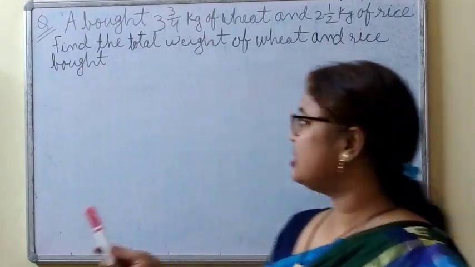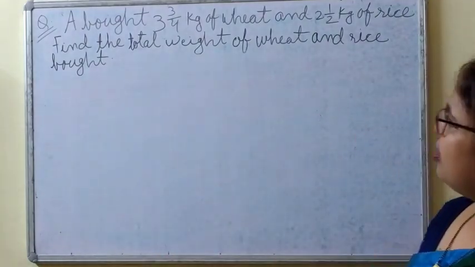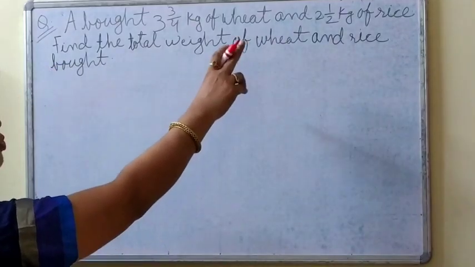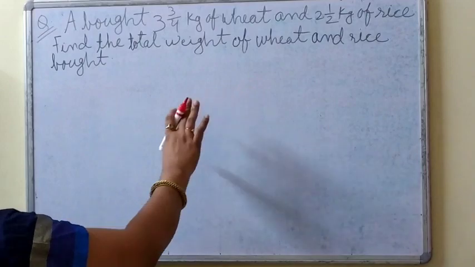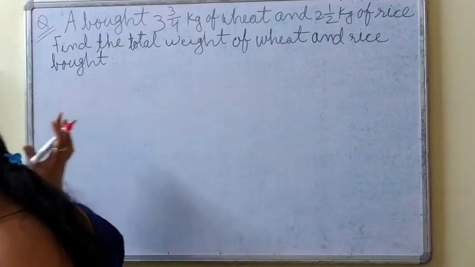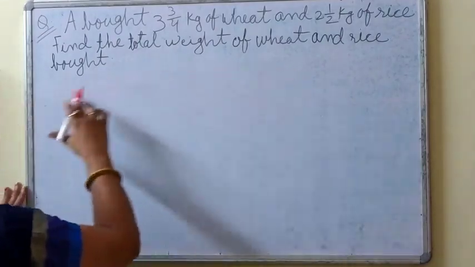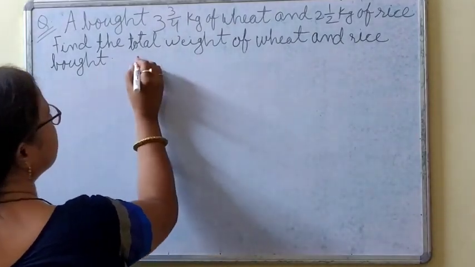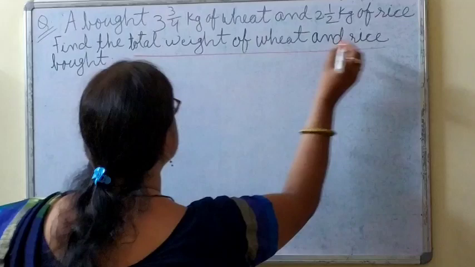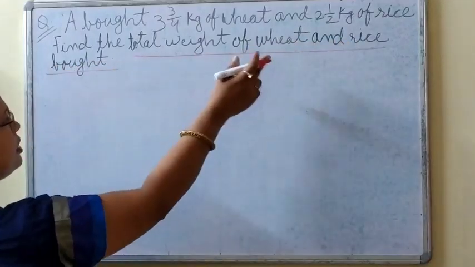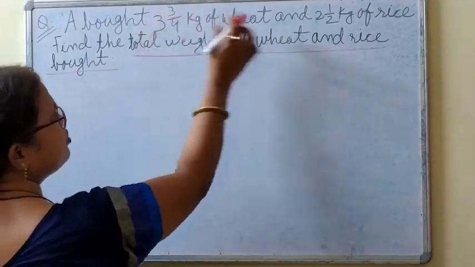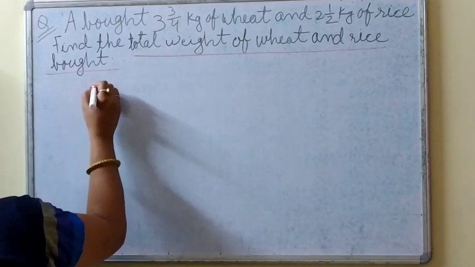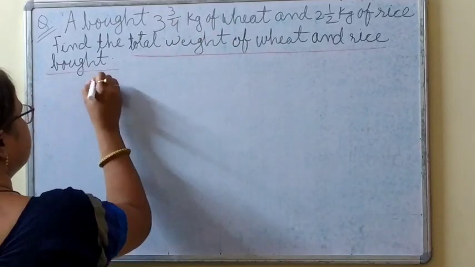The first question is: A bought 3 by 4 kg of wheat and 1 by 2 kg of rice. Find the total weight of wheat and rice bought. So what do we have to find? We have to find the total weight of wheat and rice bought. Total weight means we have to add this one and this one. Clear?